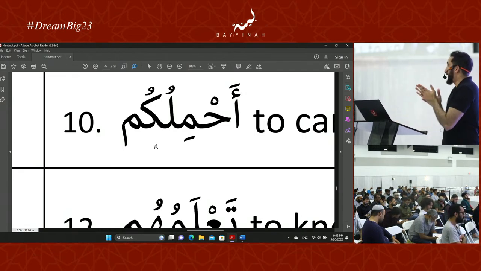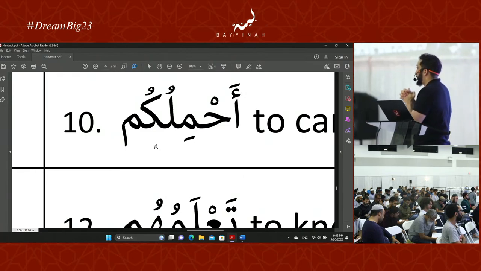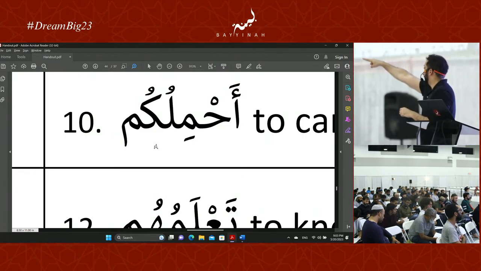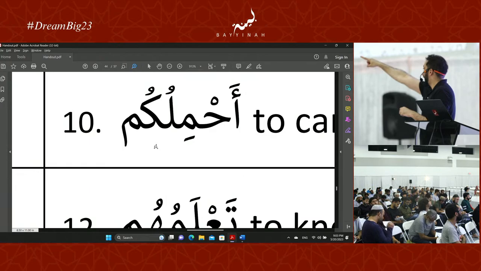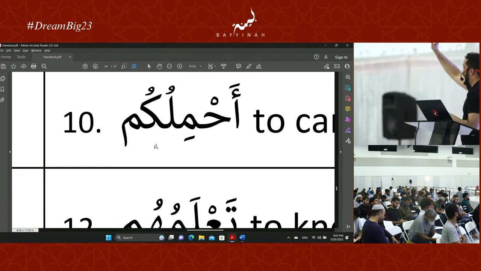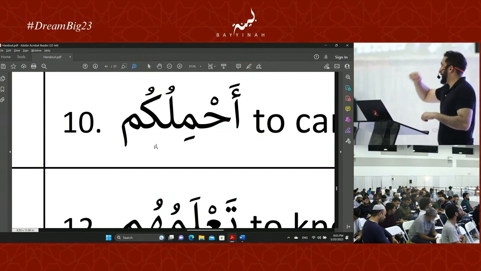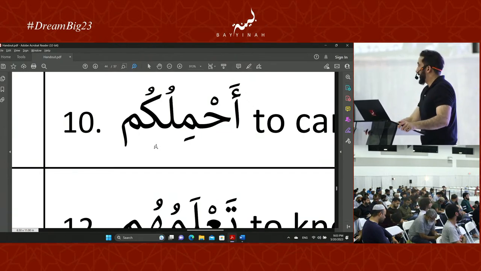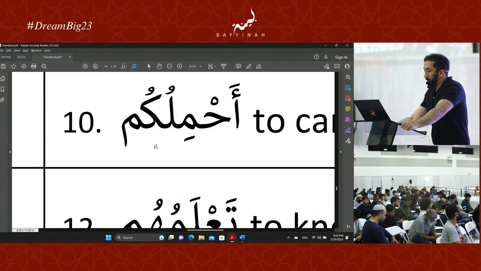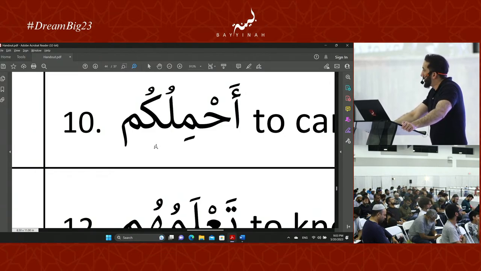Ahmilukum. Lady side. Way back there. Far right. Keep going. Kum is like a you all. I carry you all. Yeah. I carry you all. Very good.